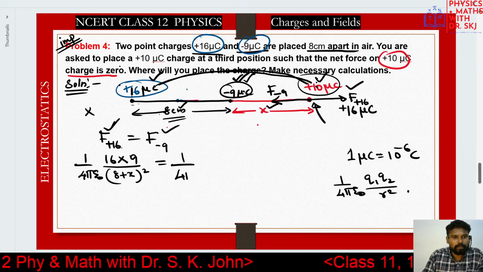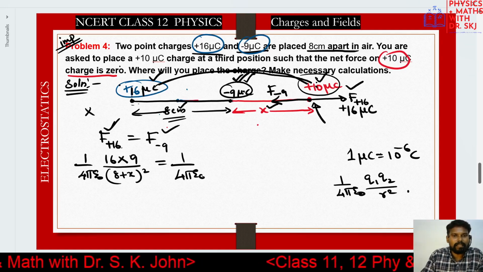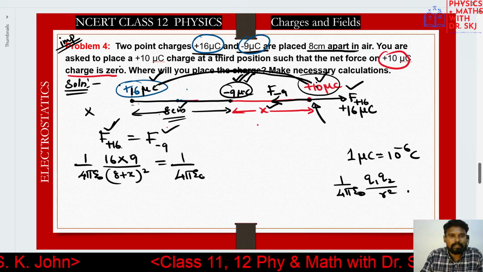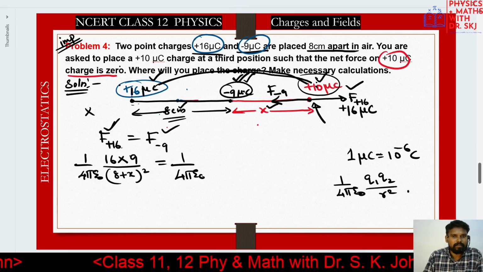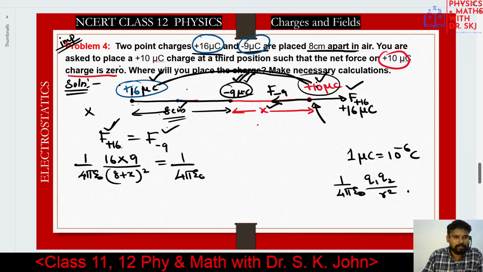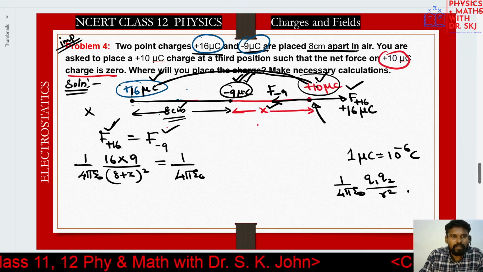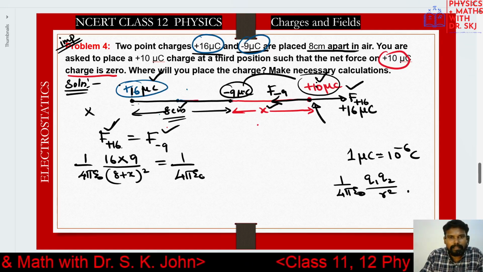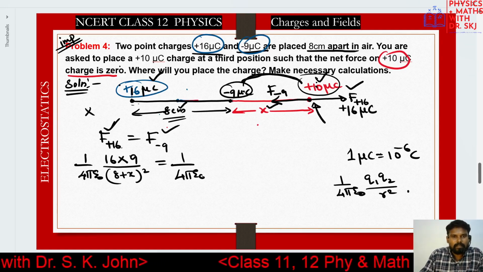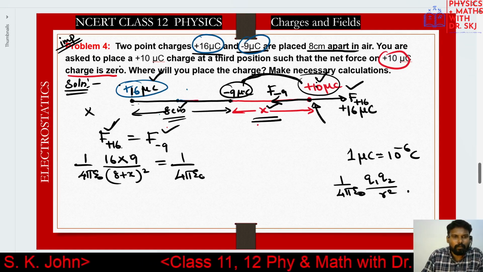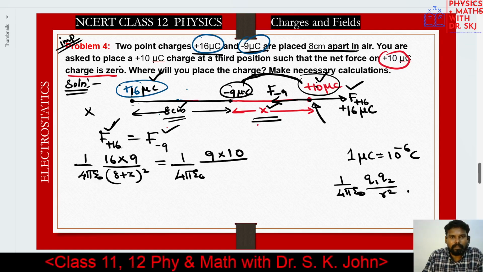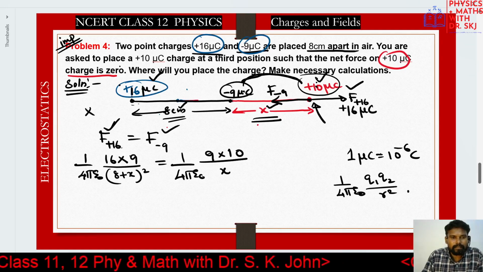1 by 4 pi epsilon 0. What is the force due to minus 10? We have to write only the magnitude, because the forces are opposite. That is why we are equating the forces. The forces are equal and opposite. So now we are considering the force between this minus 10 and plus 10. What is the distance between them? X only. So 9 into 10 divided by x square.